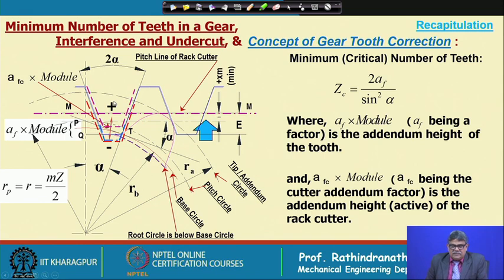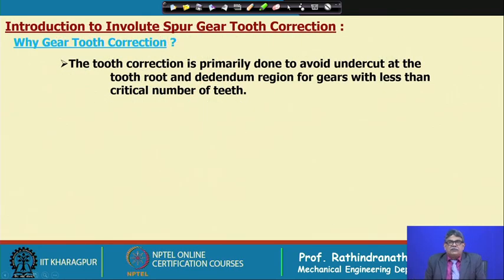Plus correction means that we are withdrawing the rack cutter, that means with external teeth the center distance is increasing. If it is a pinion cutter, then the center distance between the pinion and the pinion cutter is increasing. So, we call it plus correction, and if it is going inside, that is, it is making the tooth thin, we call it minus correction.